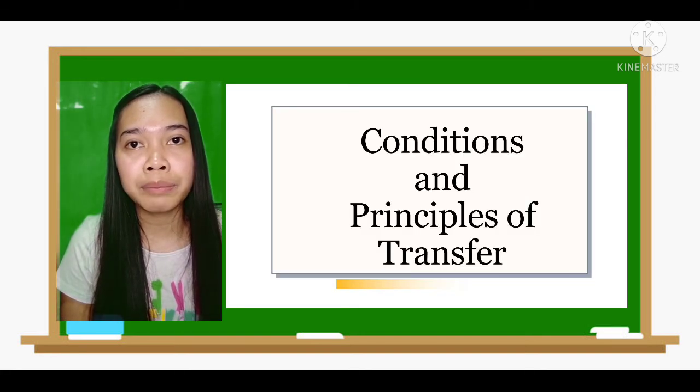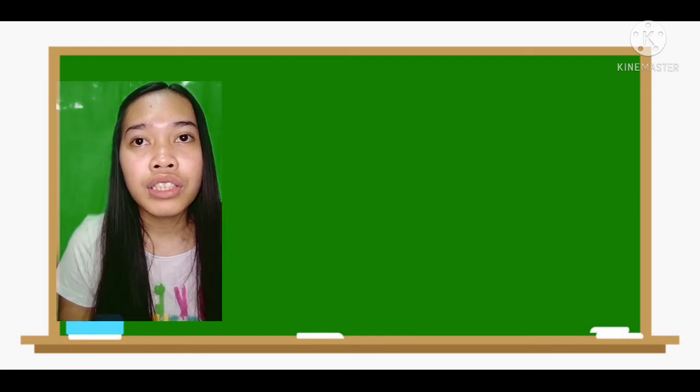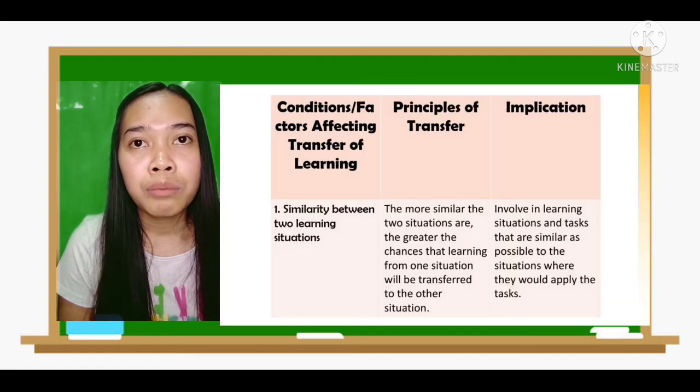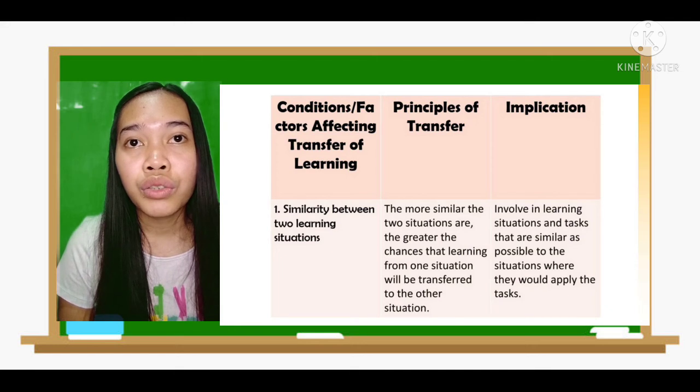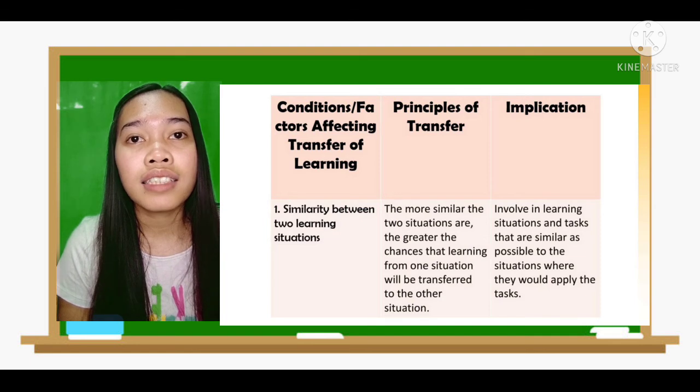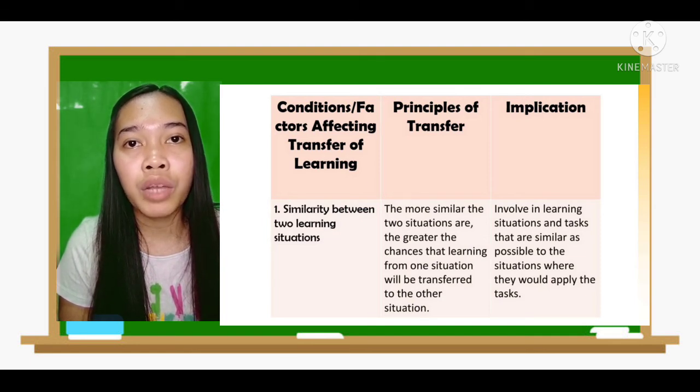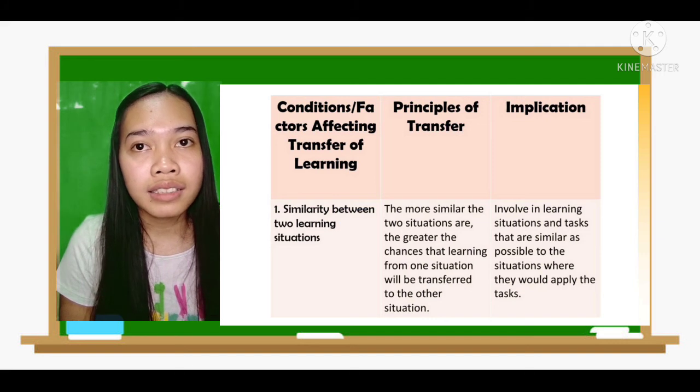What are the conditions and principles of transfer? The conditions, factors affecting transfer of learning. First, similarity between two learning situations. The principles of transfer: the more similar the two situations are, the greater the chances that learning from one situation will be transferred to the other situation. So the implication of this is to involve learners in learning situations and tasks that are as similar as possible to the situations where they would apply the task.